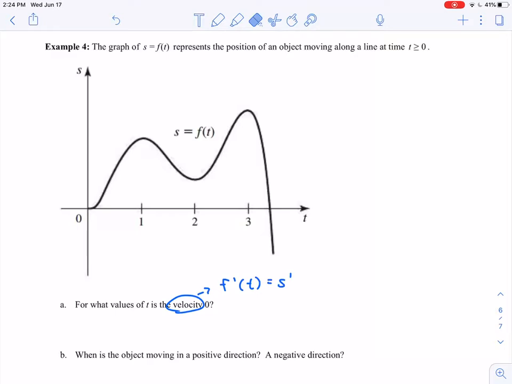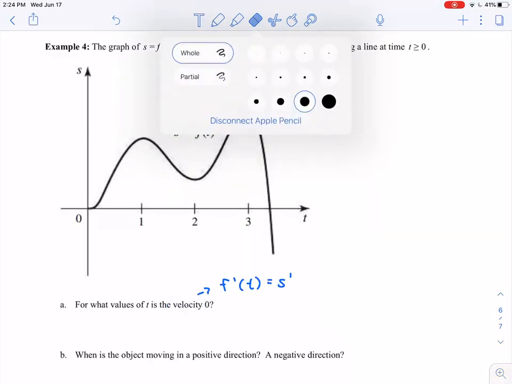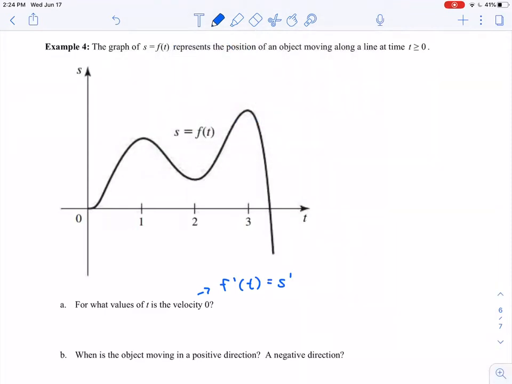Well, hopefully we kind of know where this is going. If my velocity is 0, what does that look like graphically? We've gone the other way a whole bunch, but now I'm starting with a velocity of 0. What would that look like graphically? That means I have a horizontal tangent line. So where do I have a horizontal tangent line is essentially what this problem is asking me for.